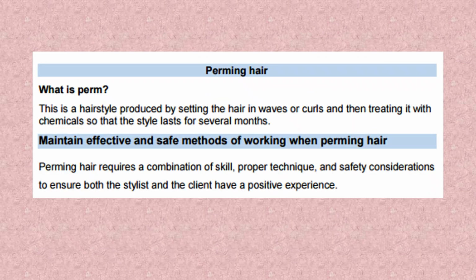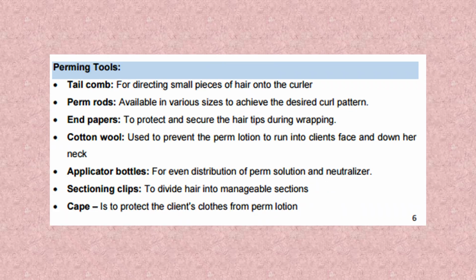Perming hair. What is a perm? This is a hairstyle produced by setting the hair in waves or curls and then treating it with chemicals so that the style lasts for several months. Perming hair requires a combination of skill, proper technique, and safety consideration to ensure both the stylist and the client have a positive experience. You will need a tail comb, perm rods, end papers, cotton wool, applicator bottles, sectioning clips, and a cape.